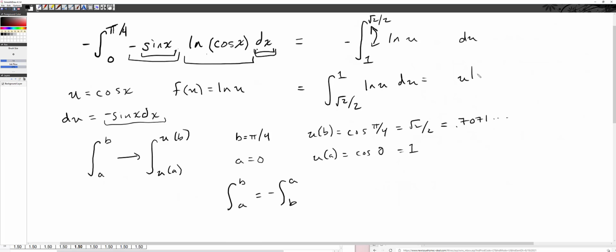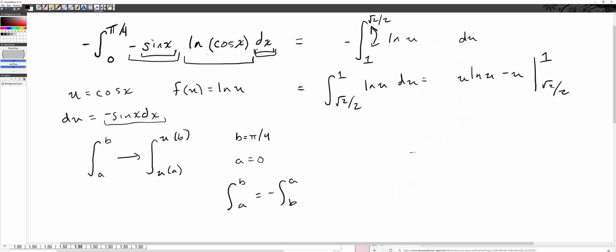We know this is u ln u minus u from here to here. Let's make some space. And we now have 1 times ln of 1 minus 1, minus square root of 2 over 2 ln square root of 2 over 2, minus square root of 2 over 2. This is 0, so we can cancel out that whole term. Except this is a positive because it was minus minus. And we now have this.